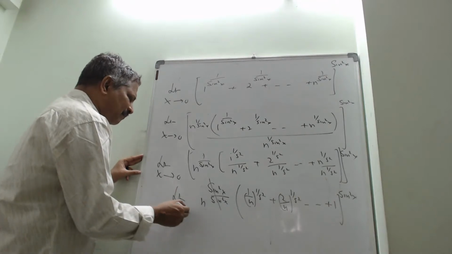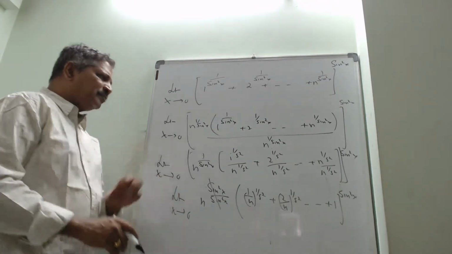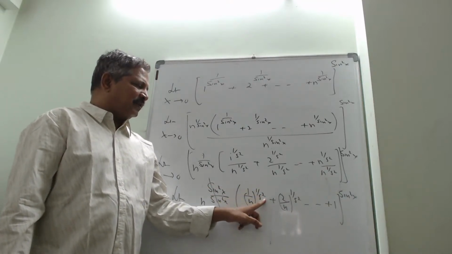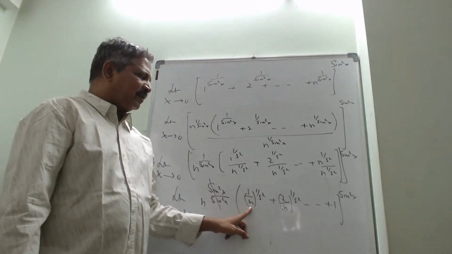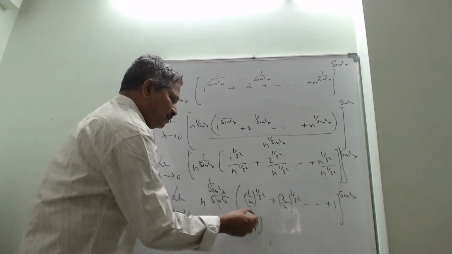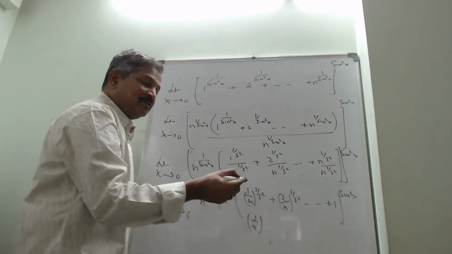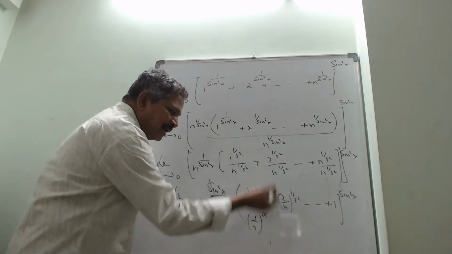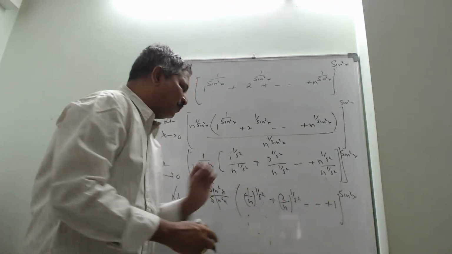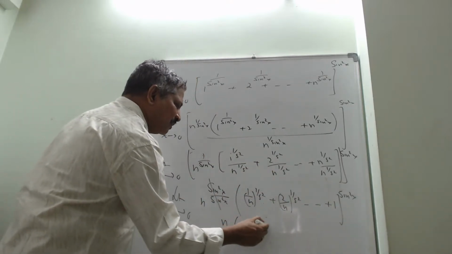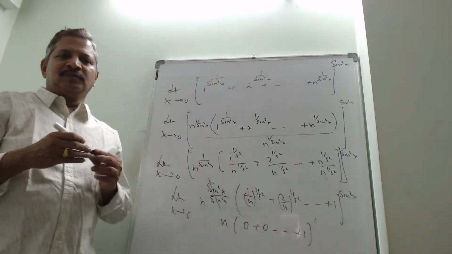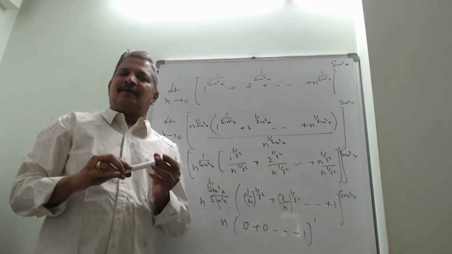Now observe it. When x tends to 0, sin 0 is 0, and 1 by 0 is infinity. A fraction 1 by n power infinity is 0, a fraction power infinity is 0. So 0 plus 0 plus 0 up to 1, n into (0 plus 0 and so on plus 1), sin 0 is 1. So what is the answer? n. So this is one of the typical problems you have to remember.